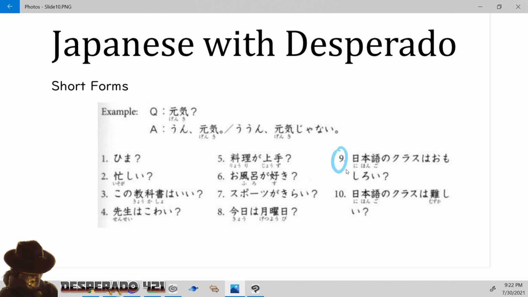All right, let's try number 9 here. You're overthinking. It's class in Japanese. Kurasu. Nihongo no kurasu. Oh yeah, I was thinking this wasn't wa. Omo, and then the next line. Oh, I didn't even see that. Omoshiro. Omoshiroi.